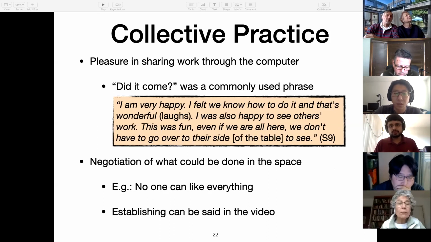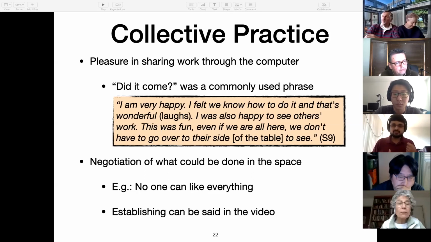Beyond mutual support, the sister survivors seem to be enthralled in being able to share work with one another. "Did it come?" was a commonly used phrase throughout the sessions to check that the drawing, craft, or comment could be seen by others. S9 Joy, as we can see here in this slide, was shared by other sister survivors as well. Of course, there are elements of novelty effect at play here, but the growing interest to learn computing and own their work suggests that there is more to it than novelty effect.